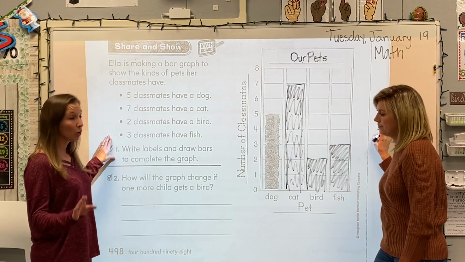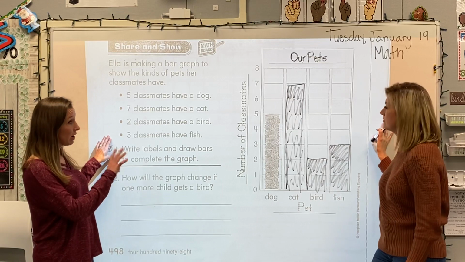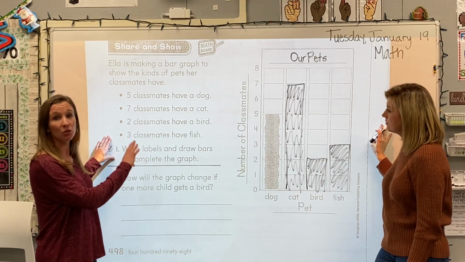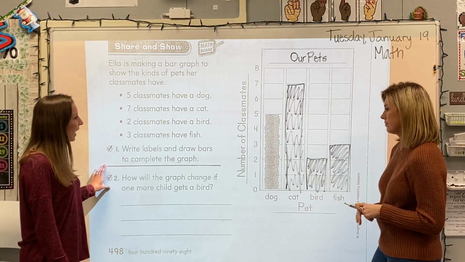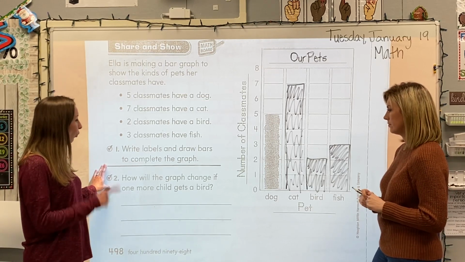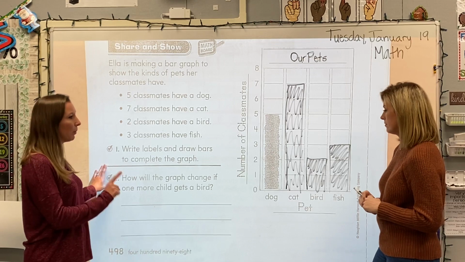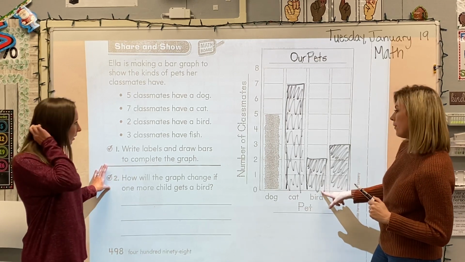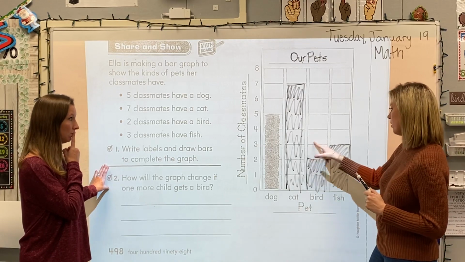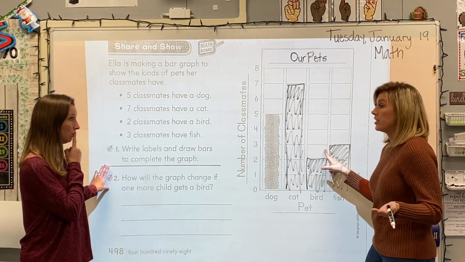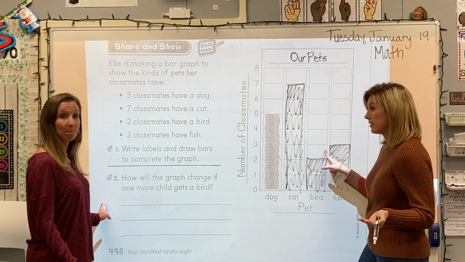So if you are working at home right now, you need to make sure that was a lot of different things that you needed to do on that bar graph. Let's take a look at number 2. How will the graph change if 1 more child gets a bird? Well, right now, 2 children have a bird, 2 classmates. So if I were to add one, one way it would change is now they have 3. Now there's 3 classmates that have a bird.